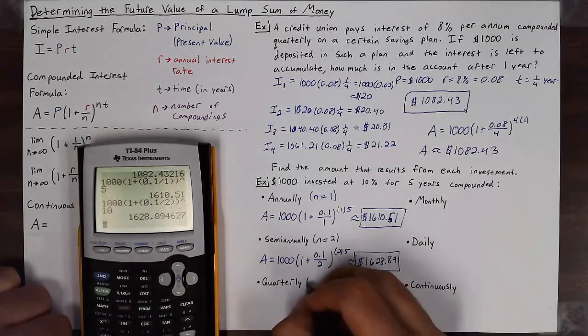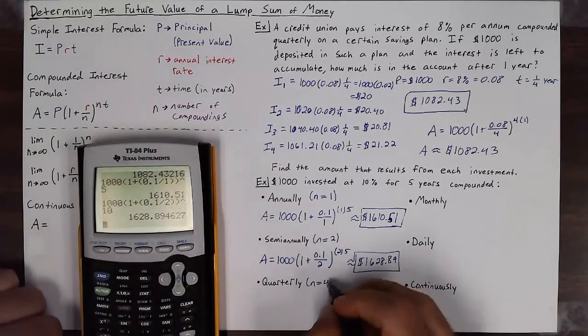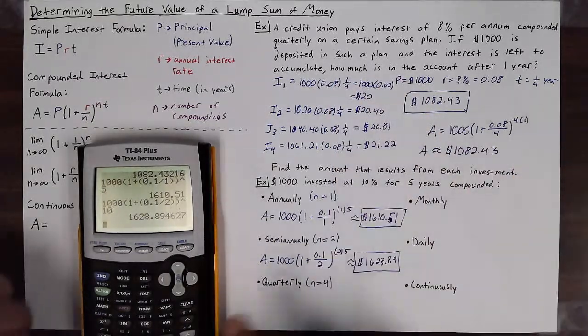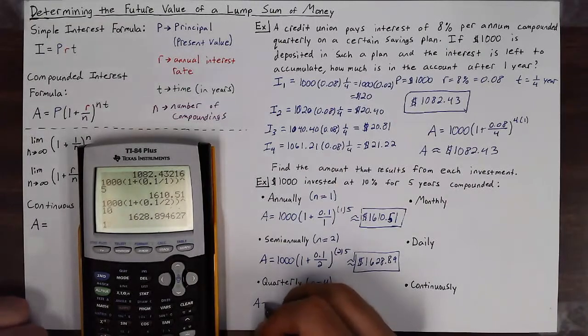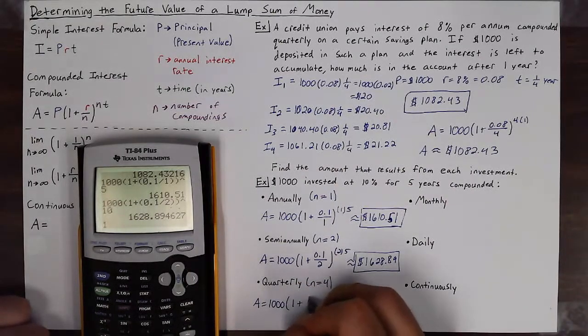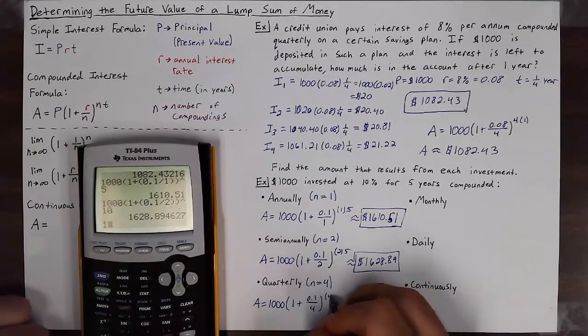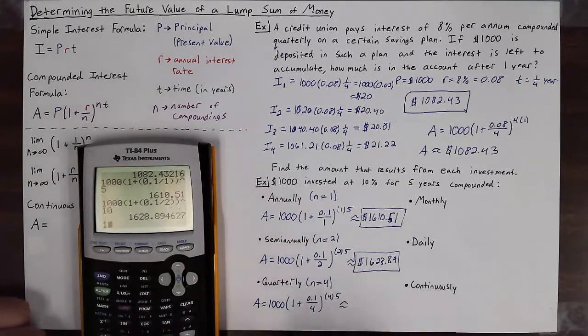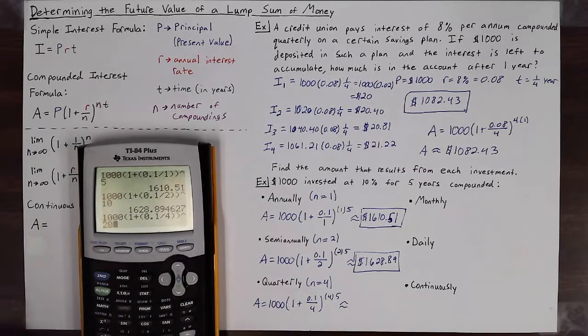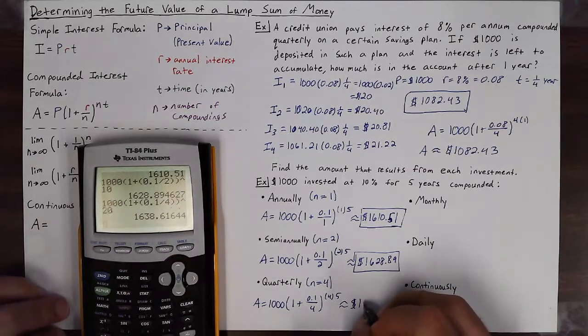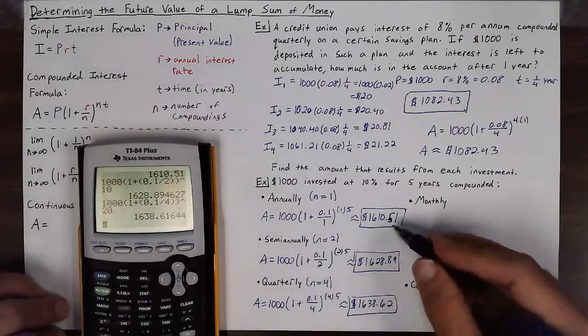So let's do it quarterly, which means 4 times a year. This is what I did earlier. That's what that 1/4 was there. So I have A will equal 1,000 times 1 plus 0.1 divided by 4 raised to the 4 times 5 power. So 1,000 times 1 plus 0.1 divided by 4 raised to the 4 times 5, which is 20th power. And I get $1,638.62, which is already $10 more than before. So it's getting more and more every time I do this.